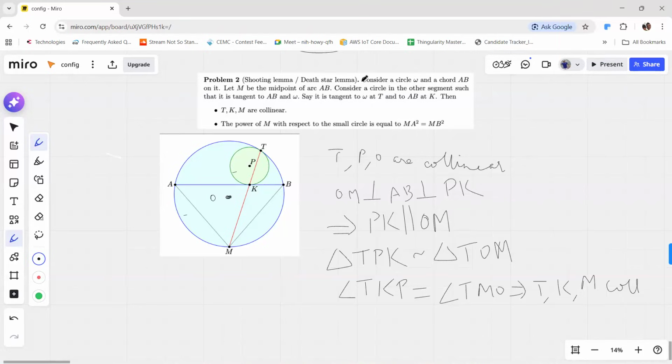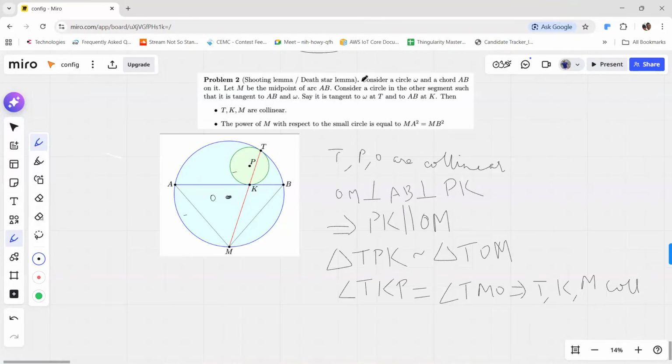Yes. And since K is the bottom point of both of these circles, the south pole of both circles, they would map to each other. That means K would map to M under this homothety. Is that fine? Now, since K maps to M under a homothety through T, that means T, K, and M are collinear. Was that understood?